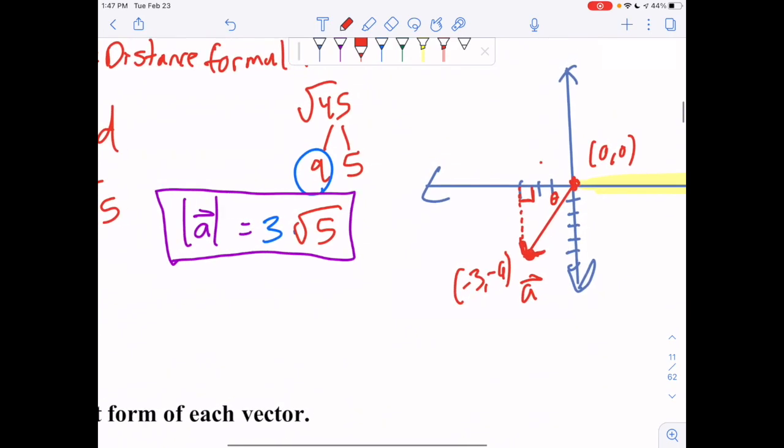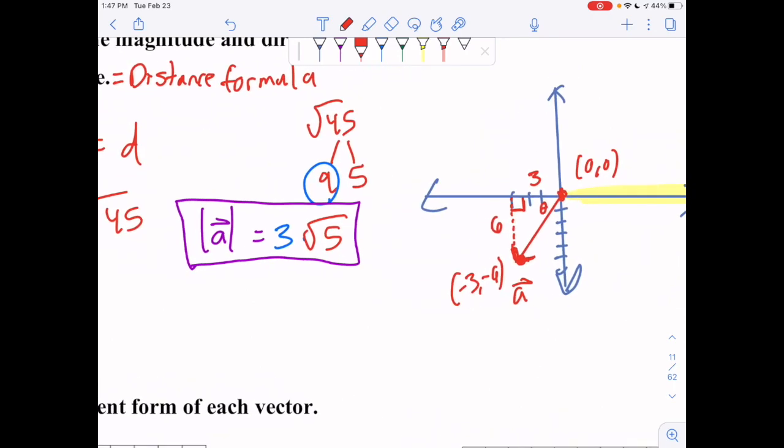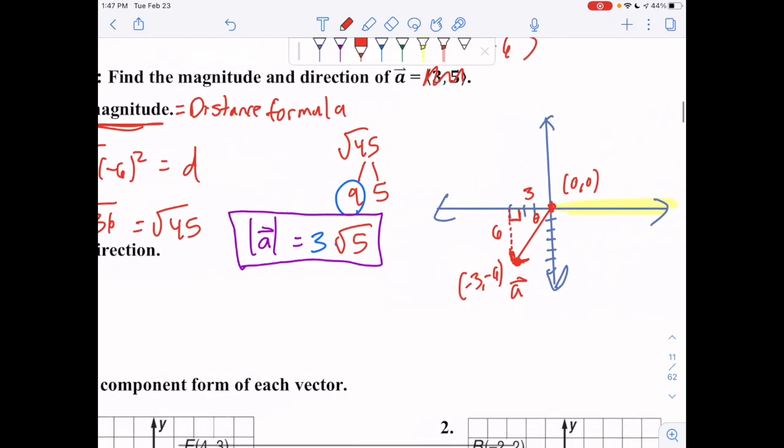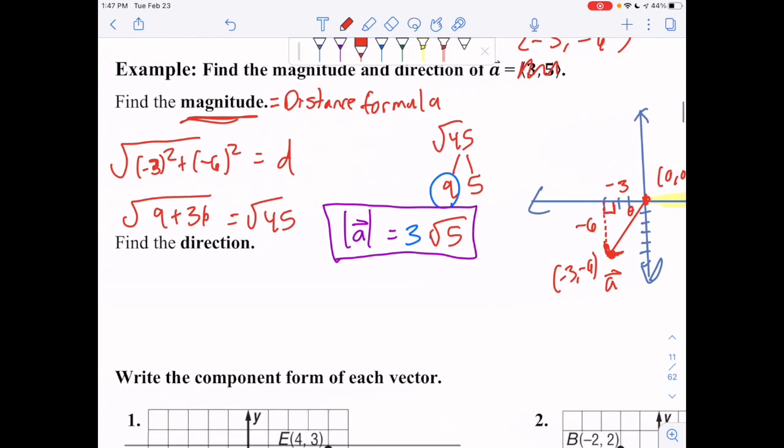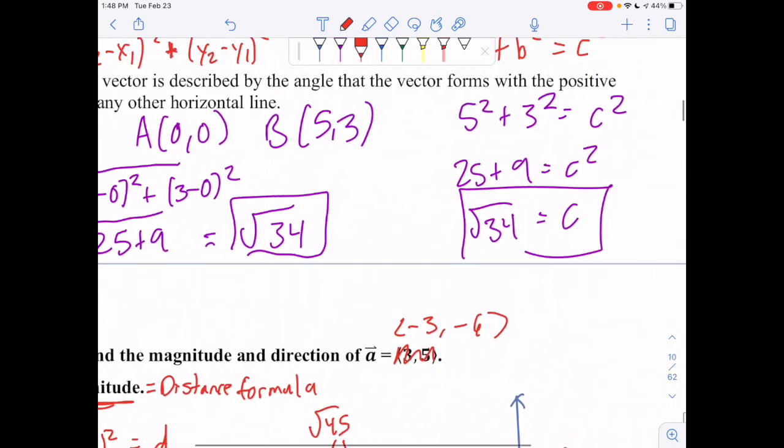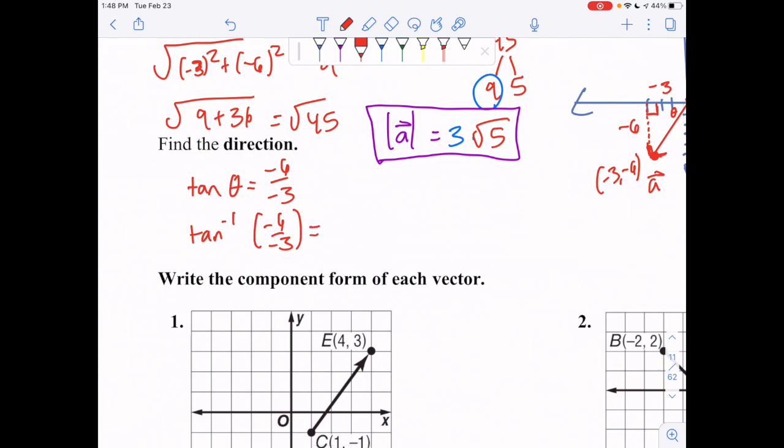The distance of this is 3. The distance of this is 6. Or more specifically, it's like -3 and -6. Make sure you put the signs. That's going to help you with your answer. So for direction, I should probably use tangent, right? Tangent of the angle equals opposite over adjacent. Make sure you take the inverse, -6 over -3. Yes, in the end, the negatives will cancel out, so it's basically just a positive.